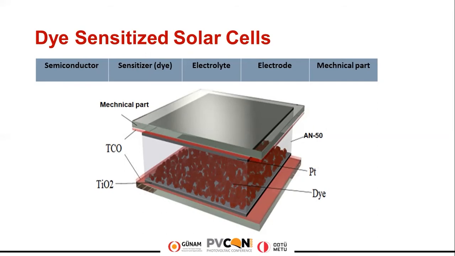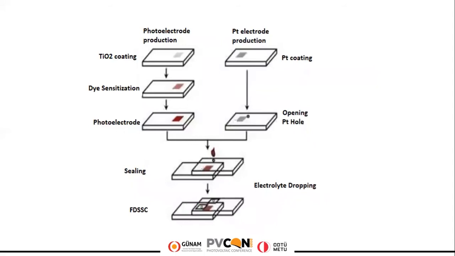For the last one, mechanical part, we use polyethylene terephthalate. On the mechanical part, you can see here transparent conducting oxides. We use indium tin oxide as a TCO. For production of flexible dye-sensitized solar cells, we have 2 parts. One of them is photoelectrode production, and the second one is Pt electrode production. And for both parts, ITO PET was used as flexible conductive substrate.